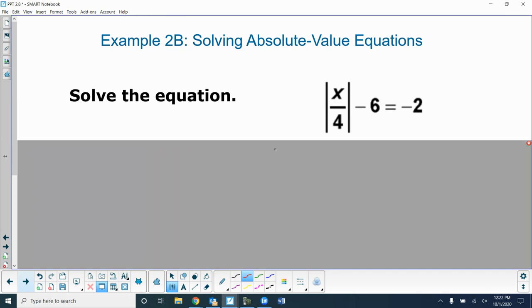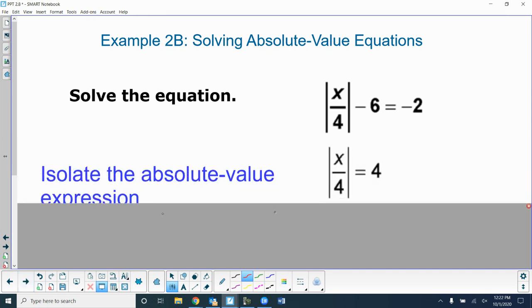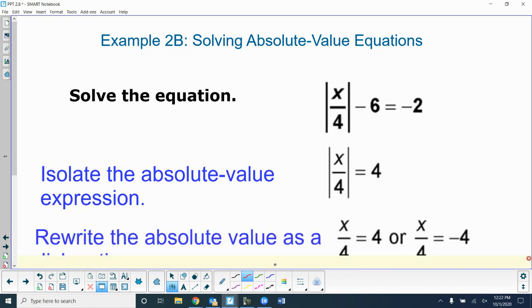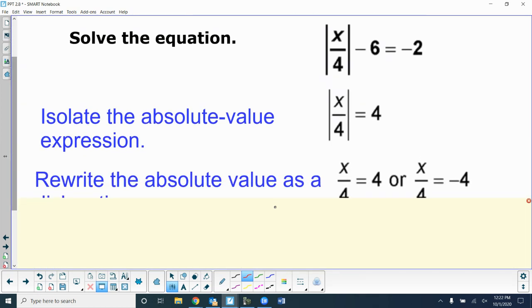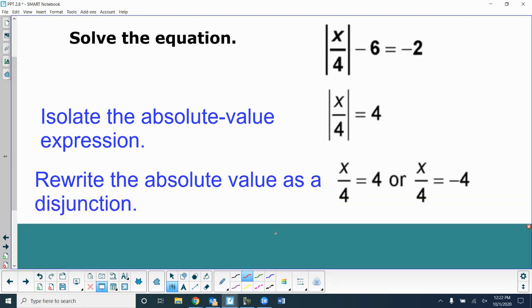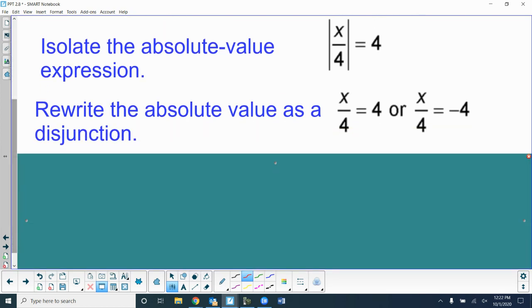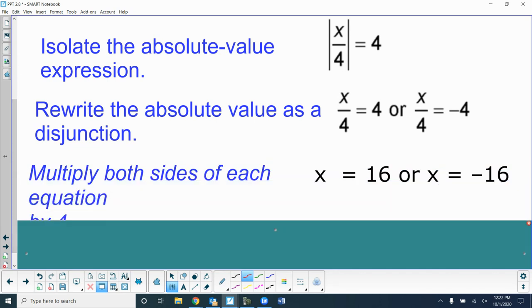So we're going to make it equal to what? Negative 8. Nope, positive 4. And now we can write our two problems. X over 4 equals 4, or X over 4 equals negative 4. Okay? You getting the idea? And then from there, what am I going to do to both sides? Multiply by 4, right? So we get 16 or negative 16.